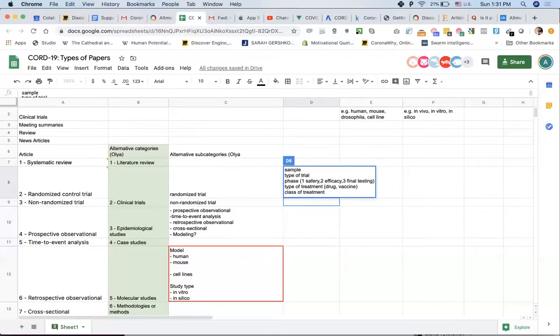So like there's different types of vaccines. Some of them are based off of DNA or RNA. Some of them are based off of protein. Some of them are based off of like killed virus. Some of them are based off of live virus. And that sort of stuff is useful for us to know.